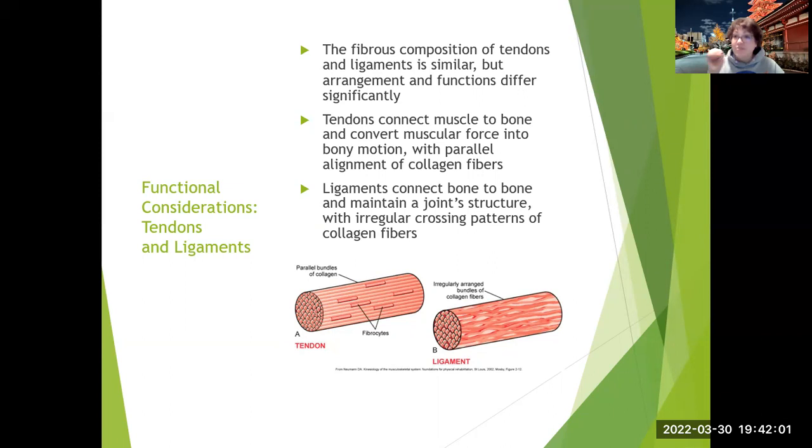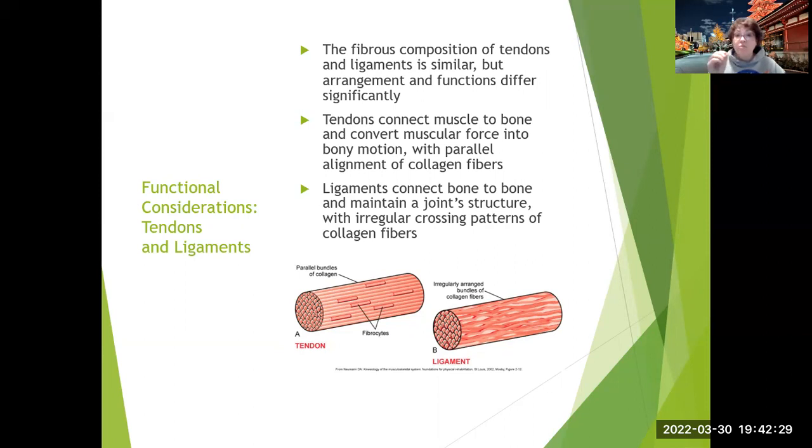For tendons and ligaments, the fibrous composition is similar, but the arrangement of the fibers and the function of the two different types of connective tissue differ significantly. Tendons connect muscle to bone. They convert muscular force into bony motion. So it's very important that you have that parallel alignment of collagen fibers, because you're directly transmitting the force. With ligaments, the alignment is a little more irregular.